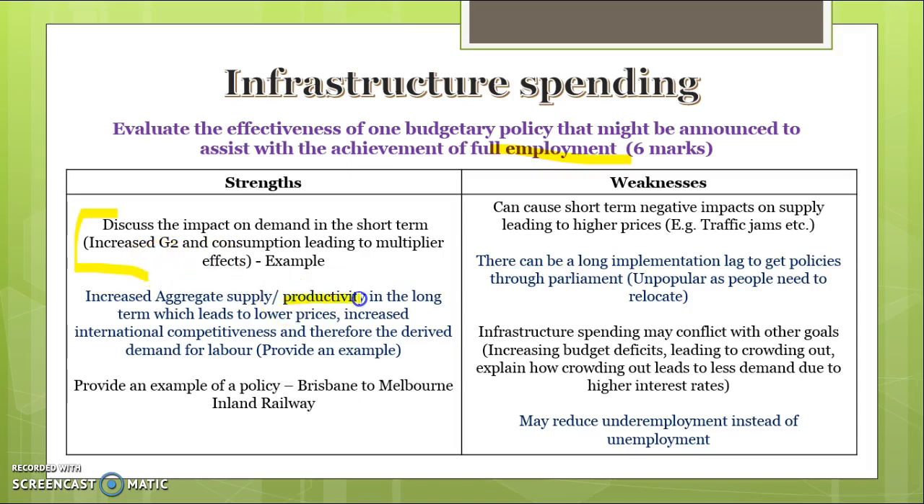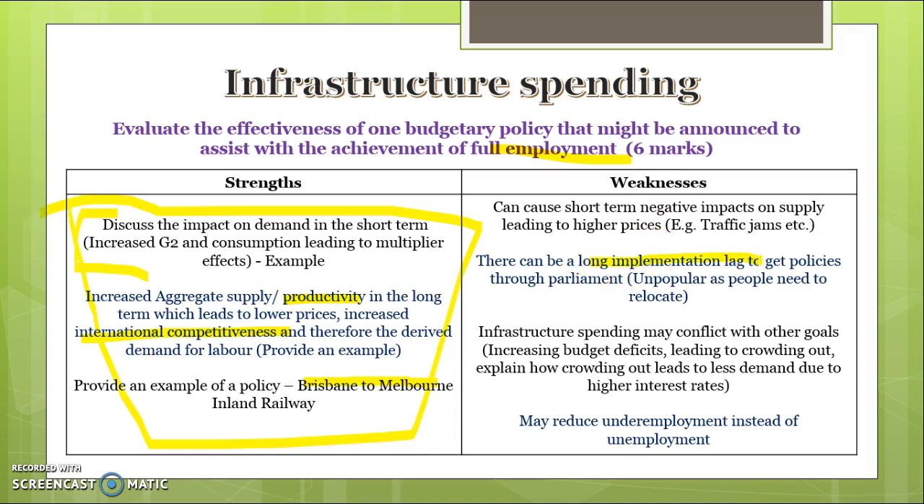For the increased productivity, again, link it to the Brisbane rail network and getting trucks off the road and reducing transit times and giving us access to overseas markets through ports, connecting regional areas. This will lead to increased productivity, lower prices, and therefore boosting our international competitiveness. So you've really elaborated on the strengths of this infrastructure policy for employment in both the short and long term. In terms of weaknesses, there can be a long implementation lag.